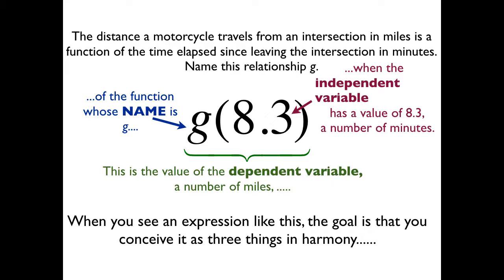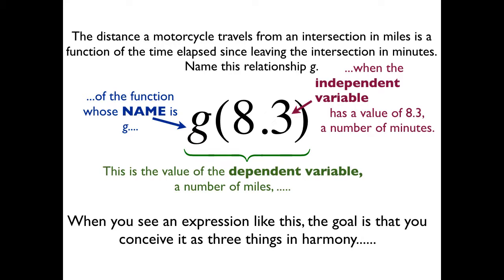If I just had 8.3 sitting there by itself, that doesn't really have a whole lot of meaning, but by saying G of 8.3, I'm saying G of 8.3 is a number of miles. I don't know how to compute how many miles, but it expresses this number of miles. It tells us that we're talking about a number of miles, and it also tells us when these miles occurred, however many they may be. There's G of 8.3 miles that the motorcycle traveled when 8.3 minutes have passed since it was in the intersection. So just keep in mind that you don't have to be able to compute this for it to mean something. You can still describe what it means without having a means of computation. That's perfectly fine.